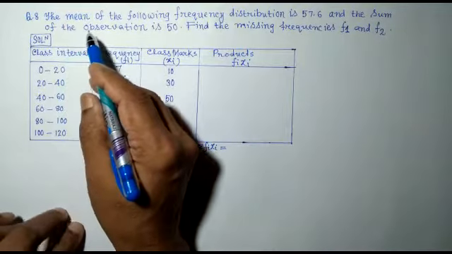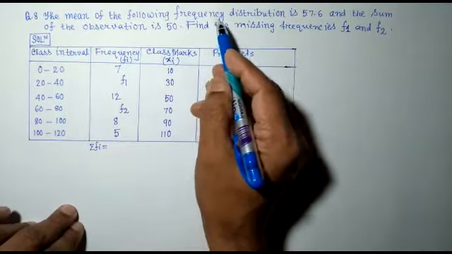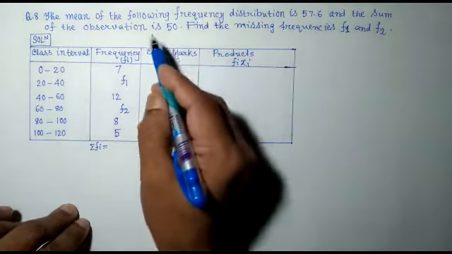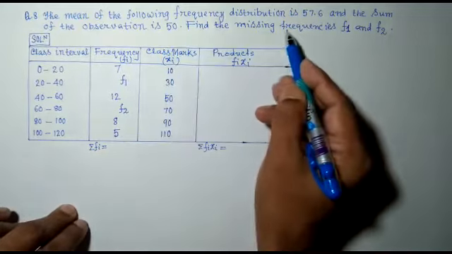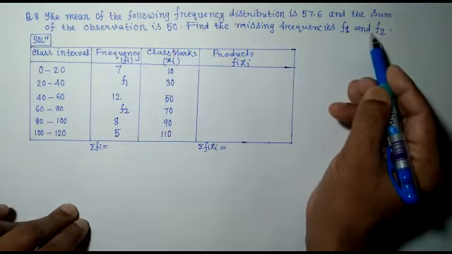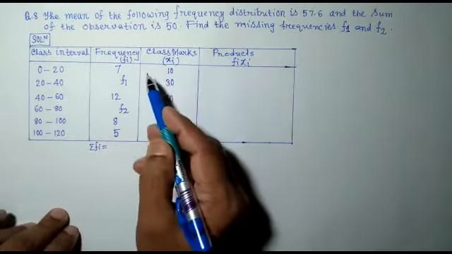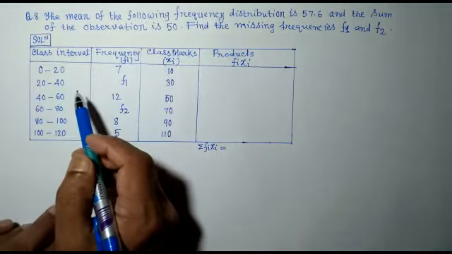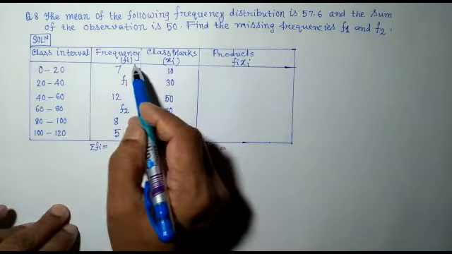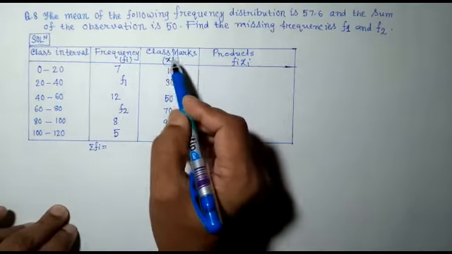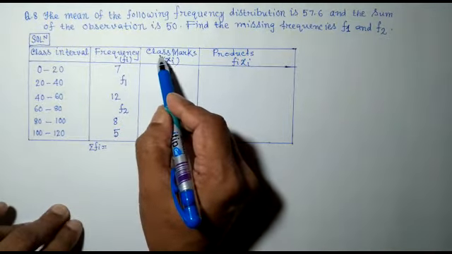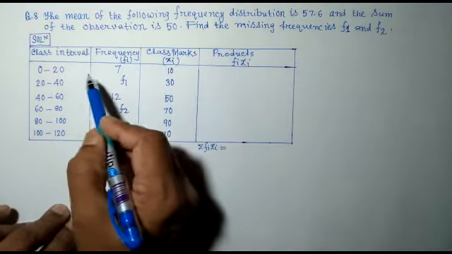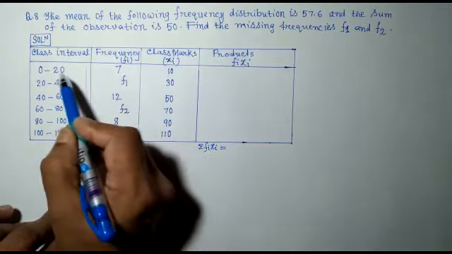Question number 8. The mean of the following frequency distribution is 57.6 and the sum of the observation is 50. Find the missing frequencies f1 and f2. So first work, write the question in a vertical line. So already written, and look here, these two lines are given in the question. Now we need to do class mark and products. So let us see here the frequency.